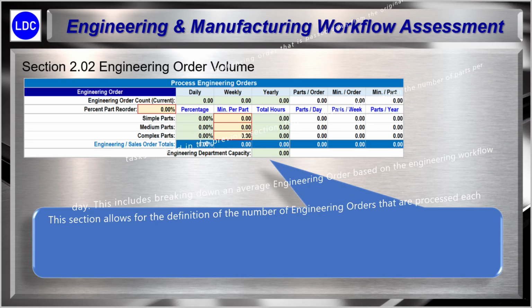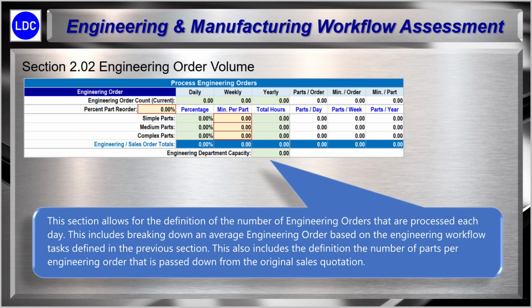This section allows for the definition of the number of engineering orders that are processed each day. This includes breaking down an average engineering order based on the engineering workflow tasks defined in the previous section. This also includes the definition of the number of parts per engineering order that is passed down from the original sales quotation.